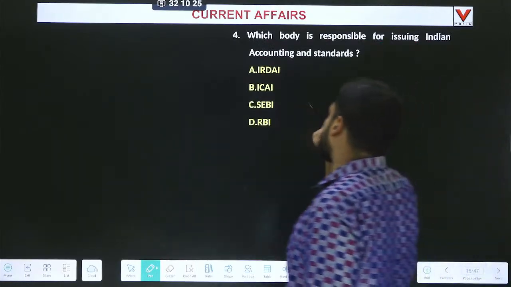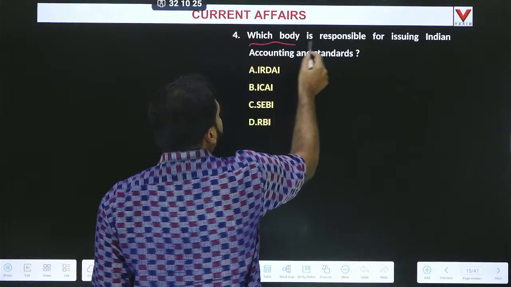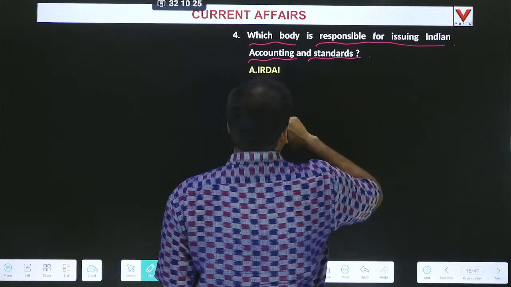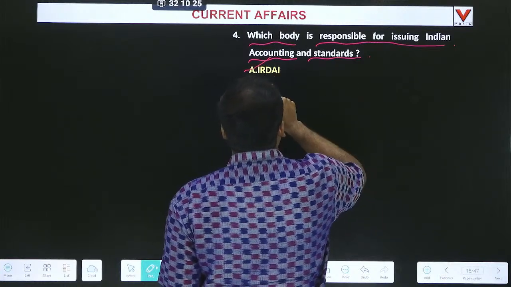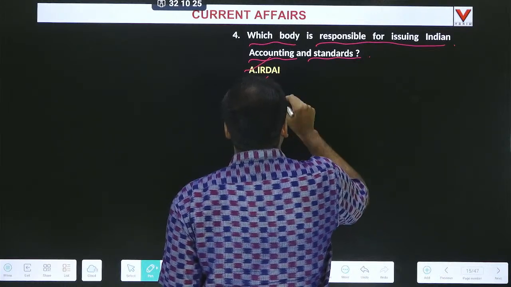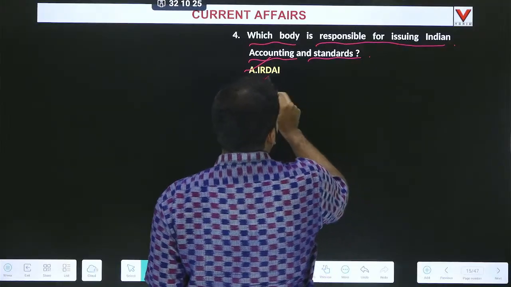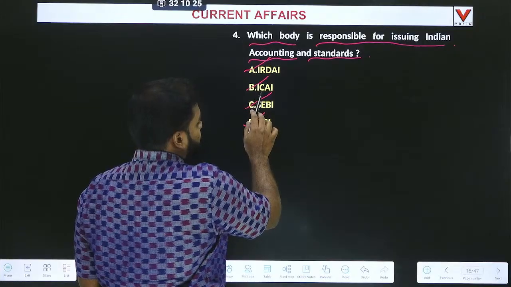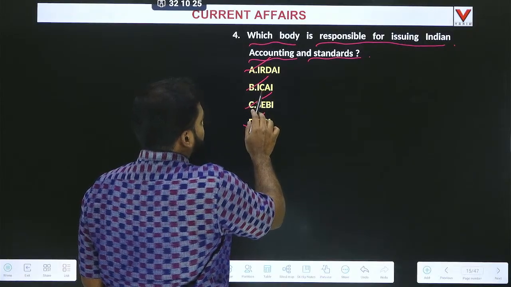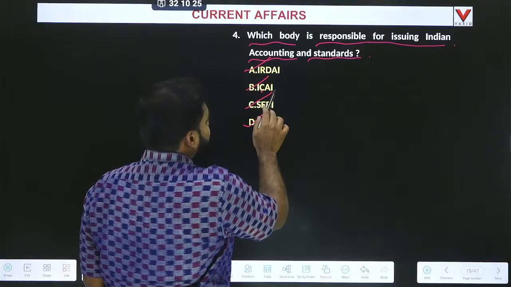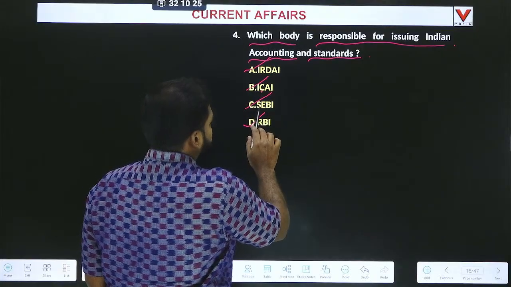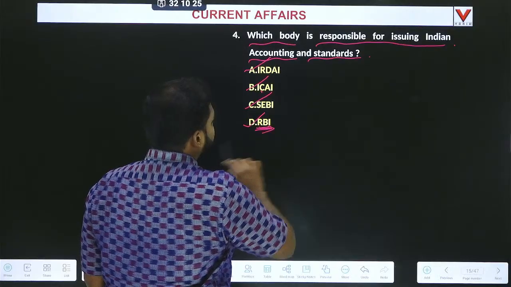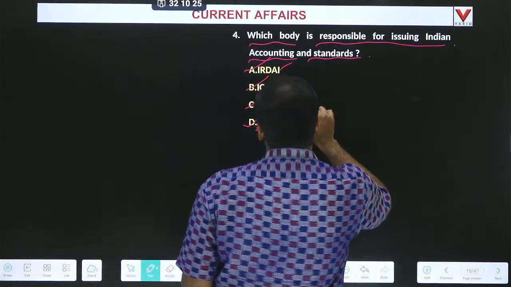See, this is the 4th question. Which body is responsible for issuing Indian Accounting Standards? Option A IRDAI, option B ICAI, option C SEBI, option D RBI. Insurance Regulatory and Development Authority of India, Institute of Chartered Accountants of India, Securities and Exchange Board of India, Reserve Bank of India. Okay, these are the options. You have to answer them, right?